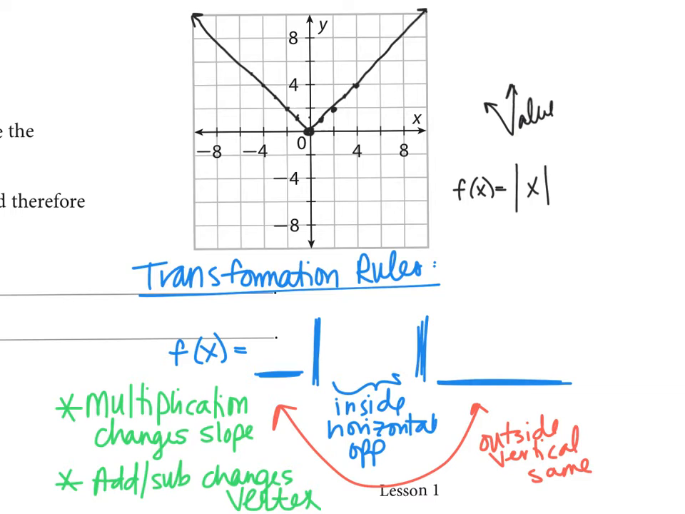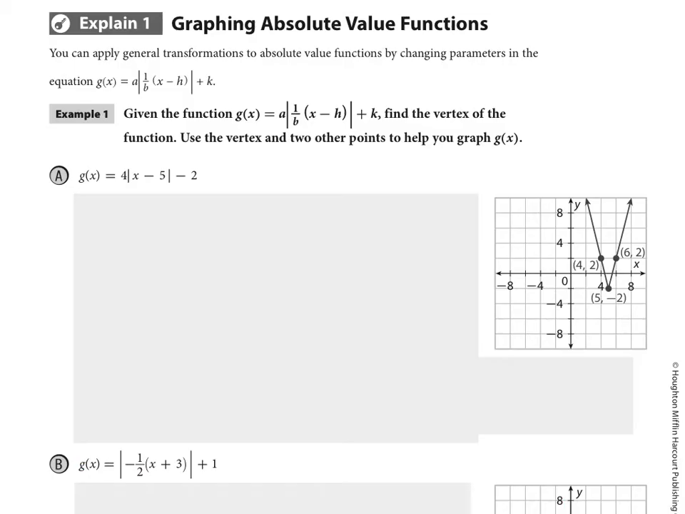The other 2 things I want to remind you about are that multiplication is going to change the slope, and we'll talk about exactly what that looks like. And then addition subtraction changes the vertex, and the vertex is just the starting point, wherever that may be. All right, so we have 2 examples of each. We're going to do 2 examples of graphing and then 2 examples of writing.